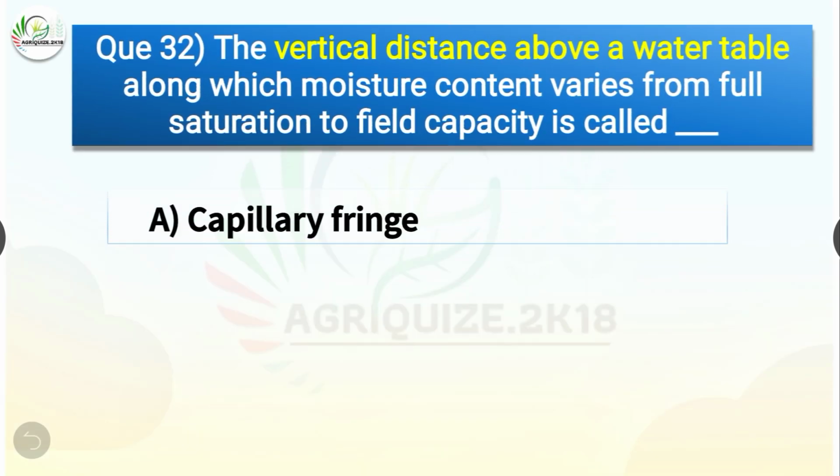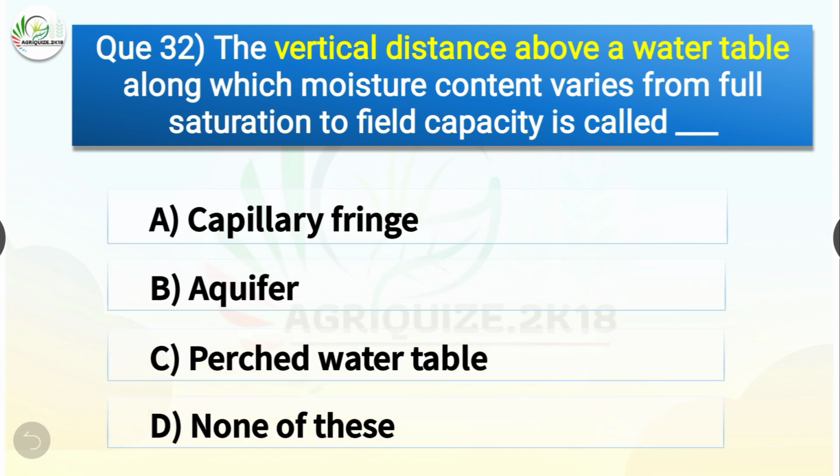Question number 32. The vertical distance above a water table along which moisture content varies from full saturation to field capacity is called dash. The options are capillary fringe, aquifer, purged water table or none of these. The correct answer is option A, capillary fringe.